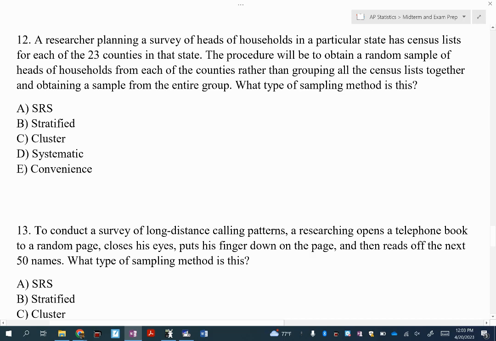So if they're getting heads of households from each one, remember this? Each one, a little bit from each. Now, again, if we want to go back to what Ariel said about cluster, for this there would be 23 lists. I randomly pick 2, and I'm going to pull every single person from those 2 lists. That would be cluster sampling.